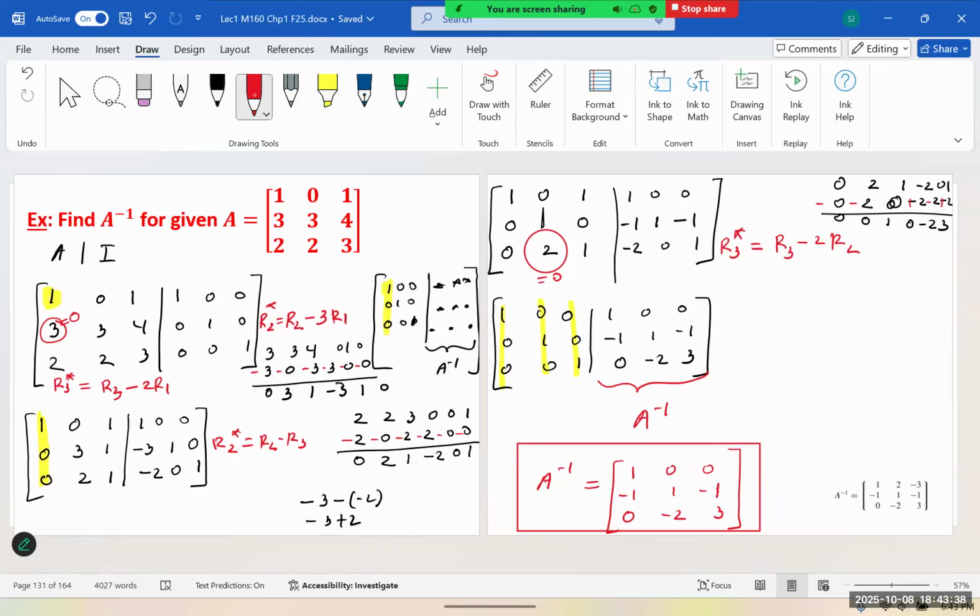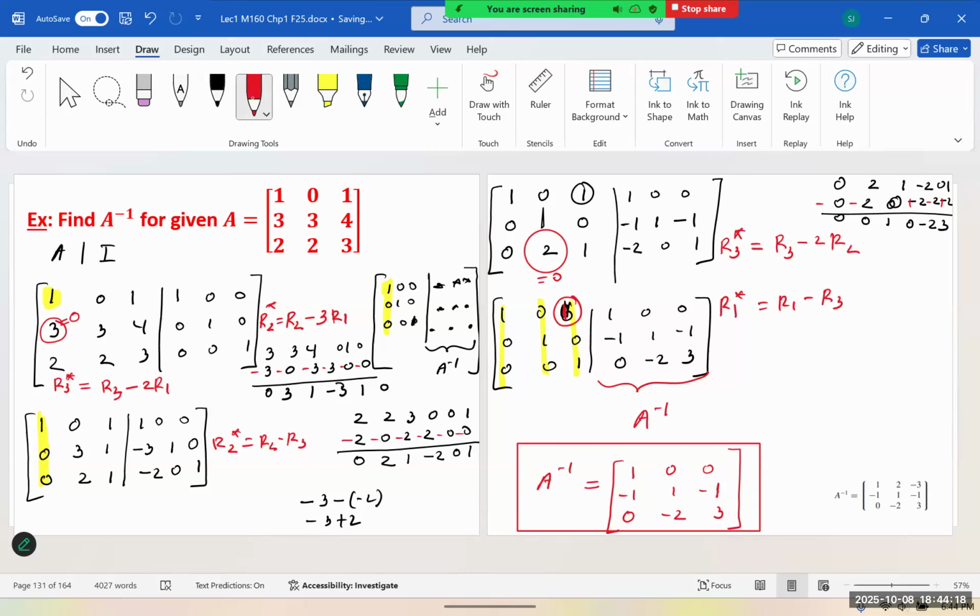1, 0, 1, 1, 0, 0. Professor, huh? Oh, I'm not done, because I still have this one. Yeah, that's why. Oops. Sorry about that. I'm missing one more row operation. So to get rid of this one, it's R1 minus R3. That's why.